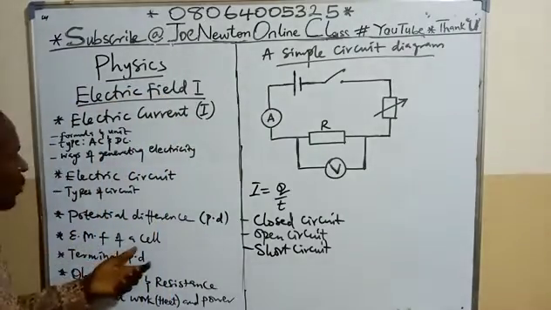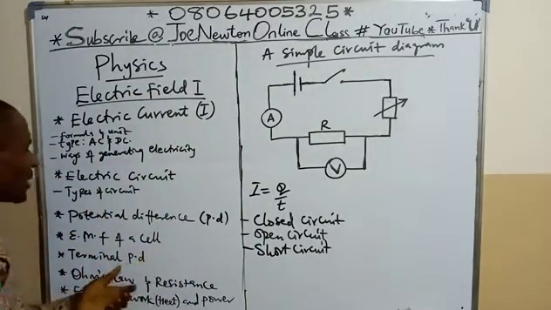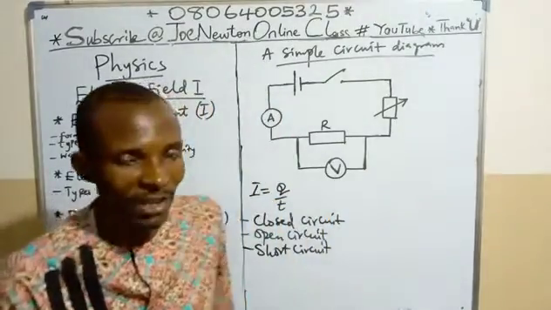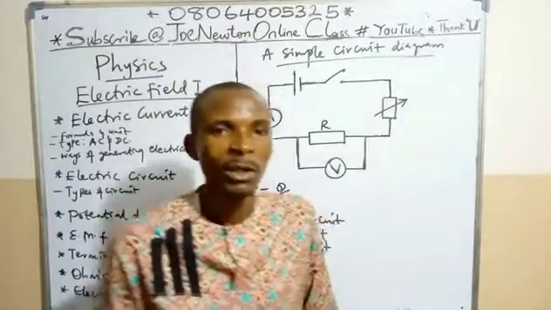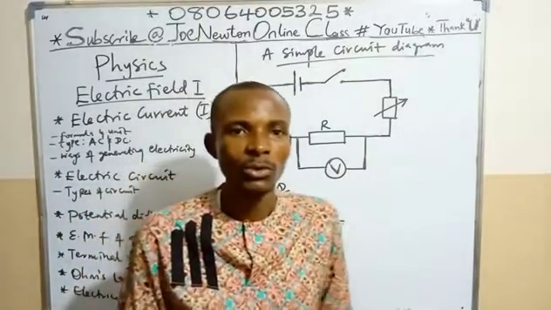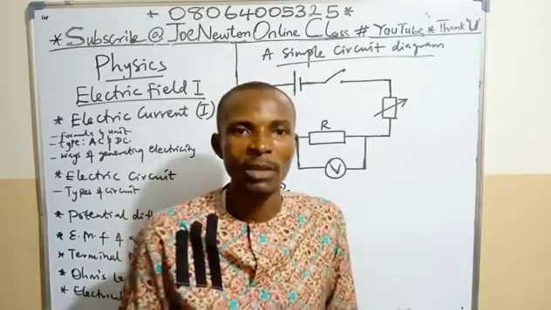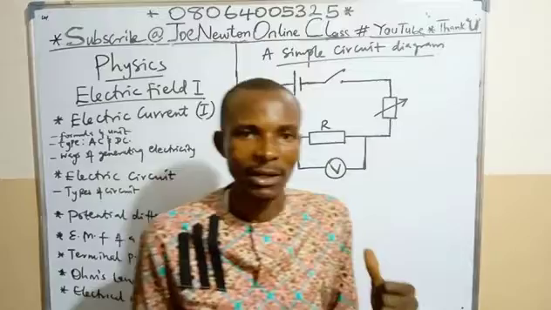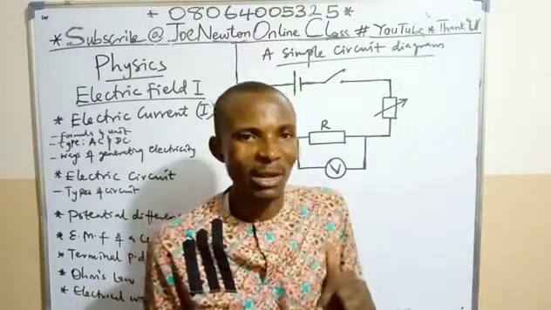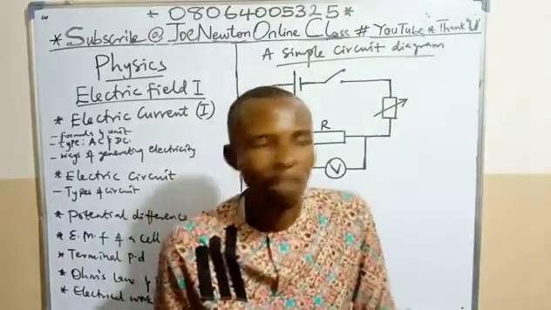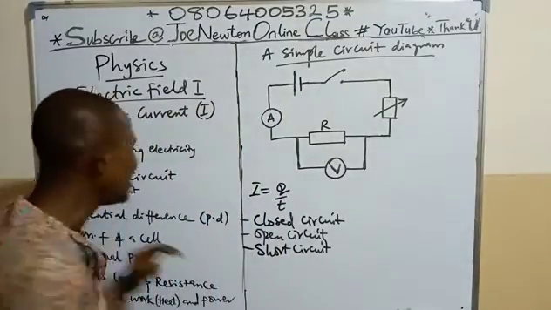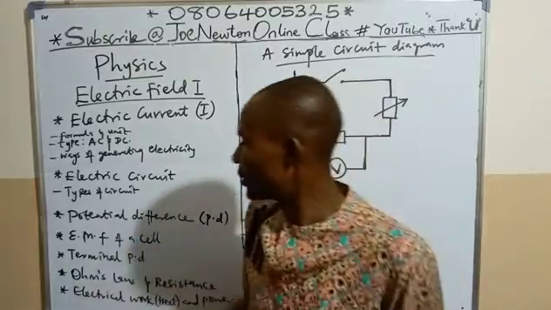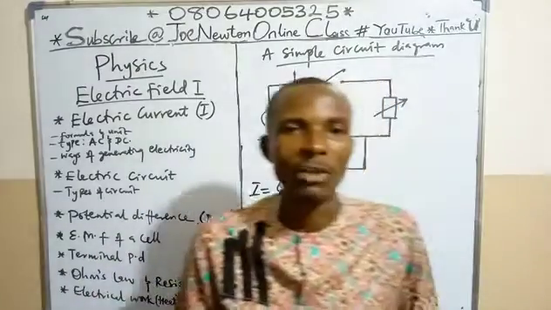Then we have what we call EMF of a cell and terminal PD. Of course, when you want to measure all these things, potential difference, EMF of a cell, terminal PD, the instrument, the electric circuit component or device for measuring them is the what? The voltmeter. Remember, the current is measured with what? Ammeter. Though we can detect very small amount of current with what? Galvanometer.